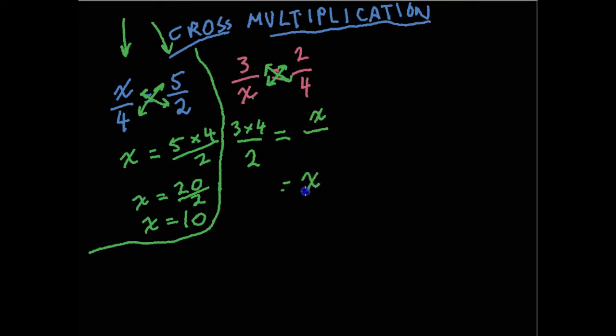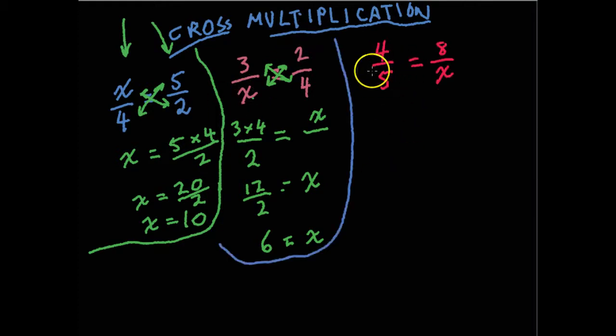Now it's just a case of doing the maths. 3 times 4 is 12, divided by 2. So x equals 6. So there's a more complicated version of cross multiplication where you've had to move x to the top as well as moving everything around.